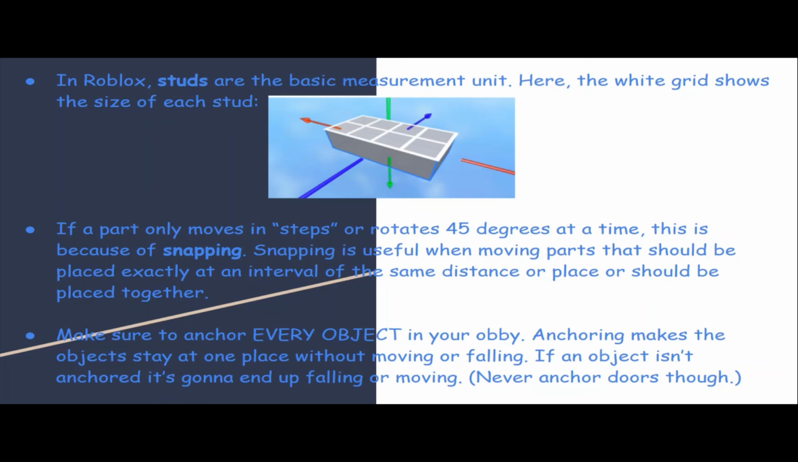So whenever you are editing some object, always make sure to anchor it so that it never falls. Especially in obbies, you really need anchoring, because if you don't anchor, it's just going to fall in the sky. But never anchor doors, because doors have to move. If you anchor doors, they won't move, and you can't go inside something then. So never anchor doors, they have to move.